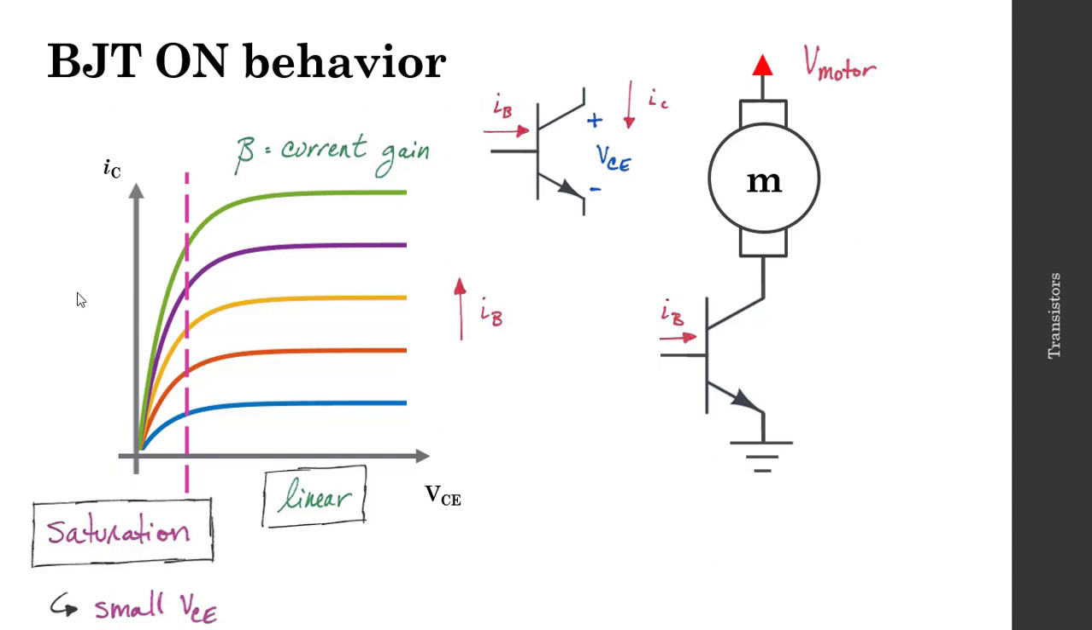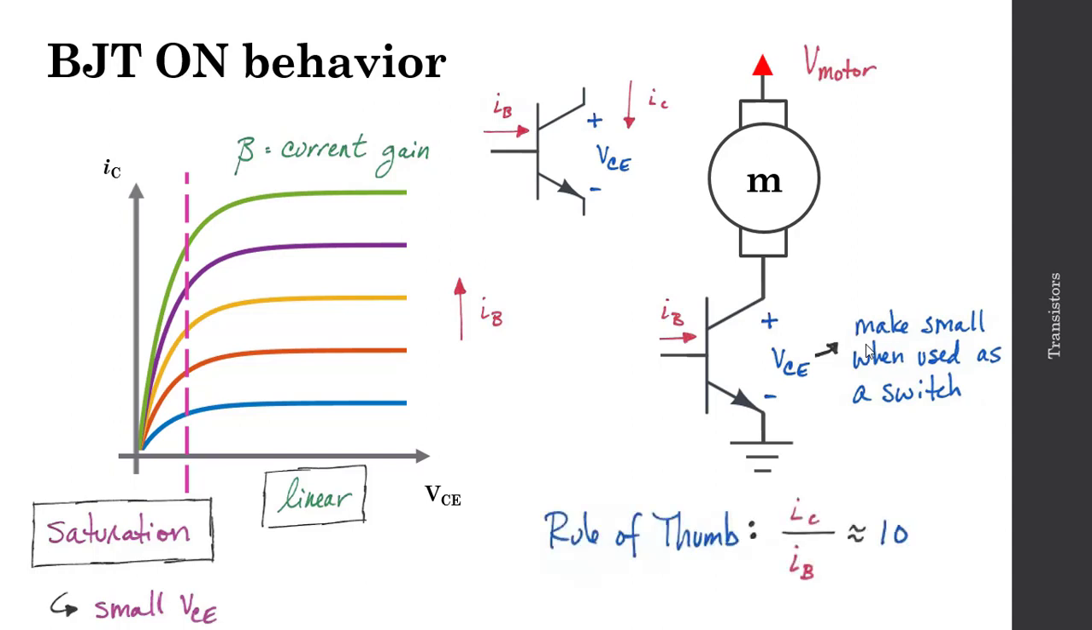So using this transistor as a switch, I want the maximum voltage drop possible across the motor such that the voltage drop between my collector and emitter, VCE, is as small as possible. And so a great rule of thumb to operate in that saturation region is to have my current gain somewhere around 10, right? So if we're in the linear region, we're getting up to 50 or 100. So if we want to make this VCE as small as possible, a good rule of thumb is to have that ratio of the collector current over the base current of roughly about 10.